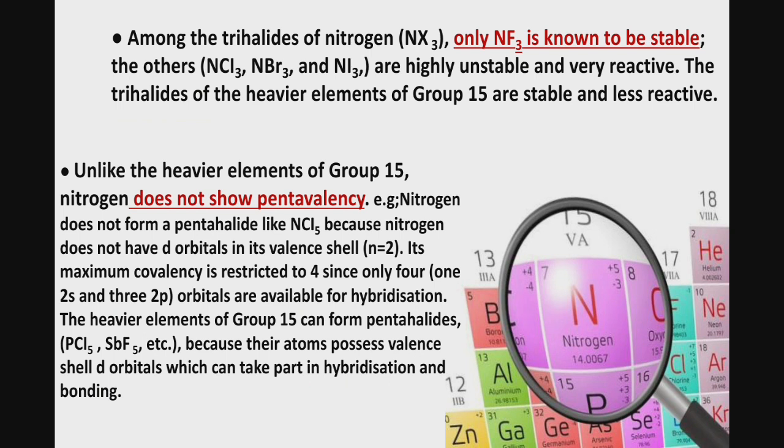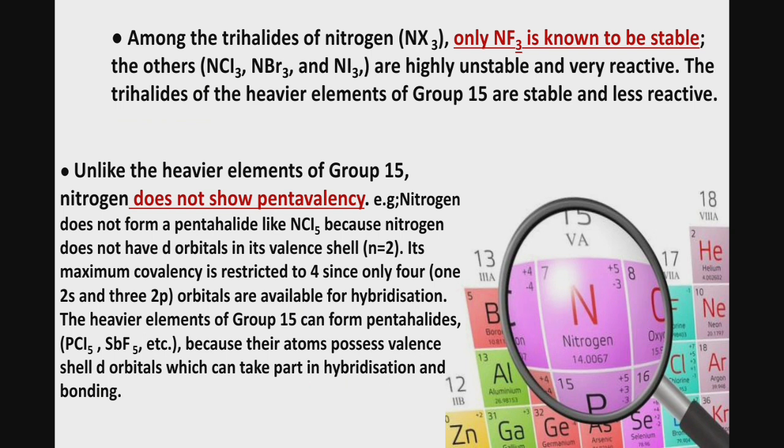So there is no d orbital, and its maximum covalency is restricted to 4, since only one 2s and three 2p orbitals are available, that is 1 plus 3 equals 4. Therefore covalency is 4. Orbitals are available for hybridization for only 4, there is no 5, due to the absence of d orbitals.